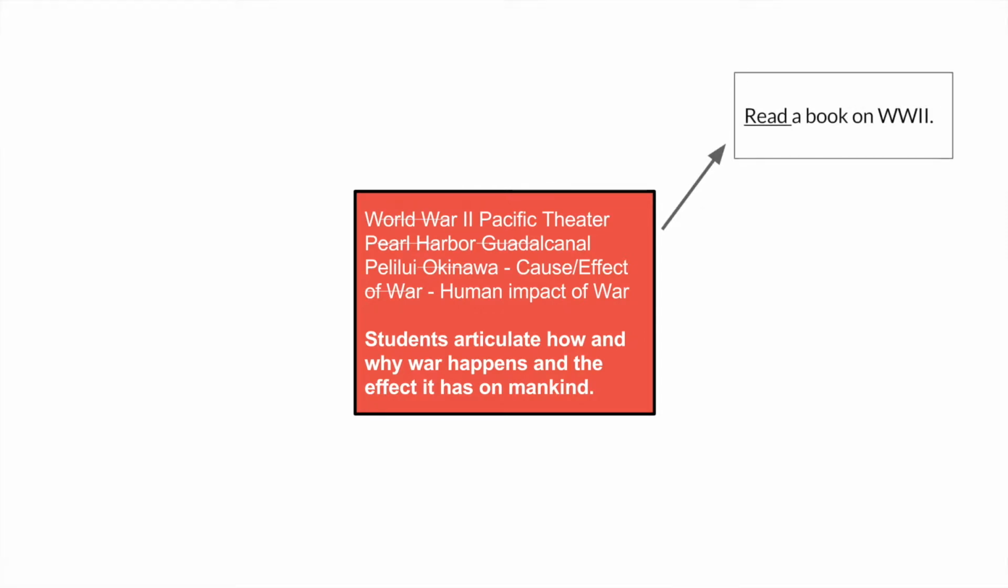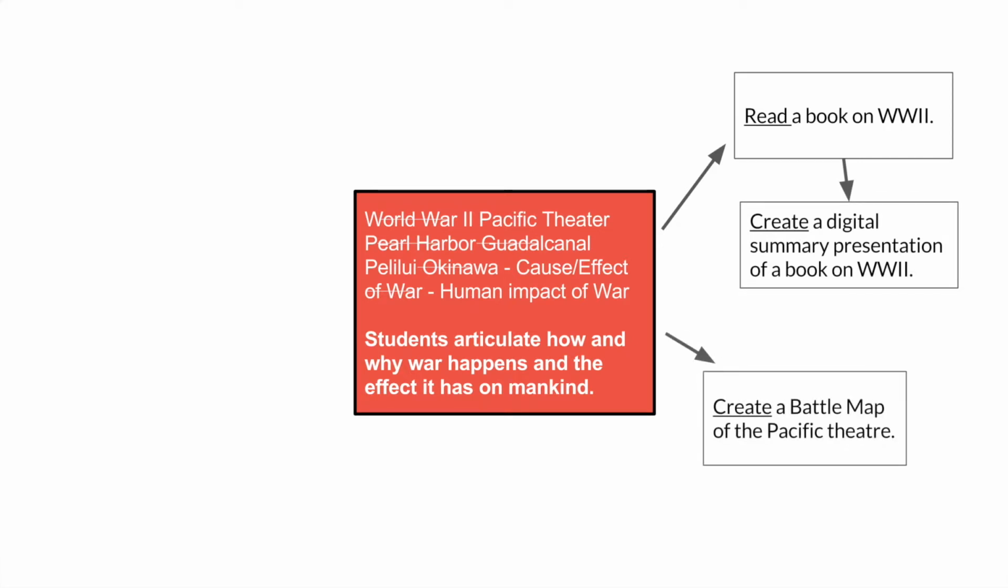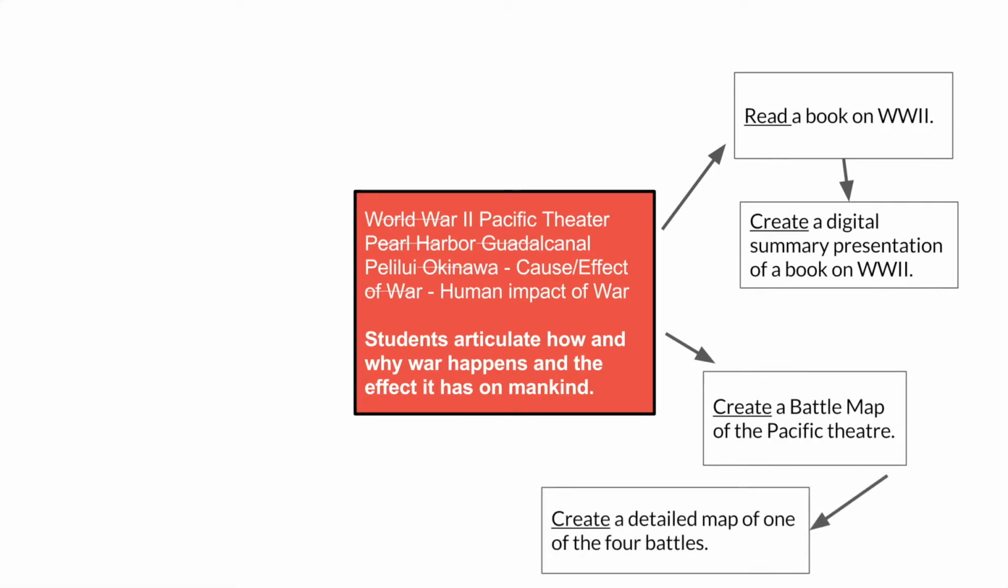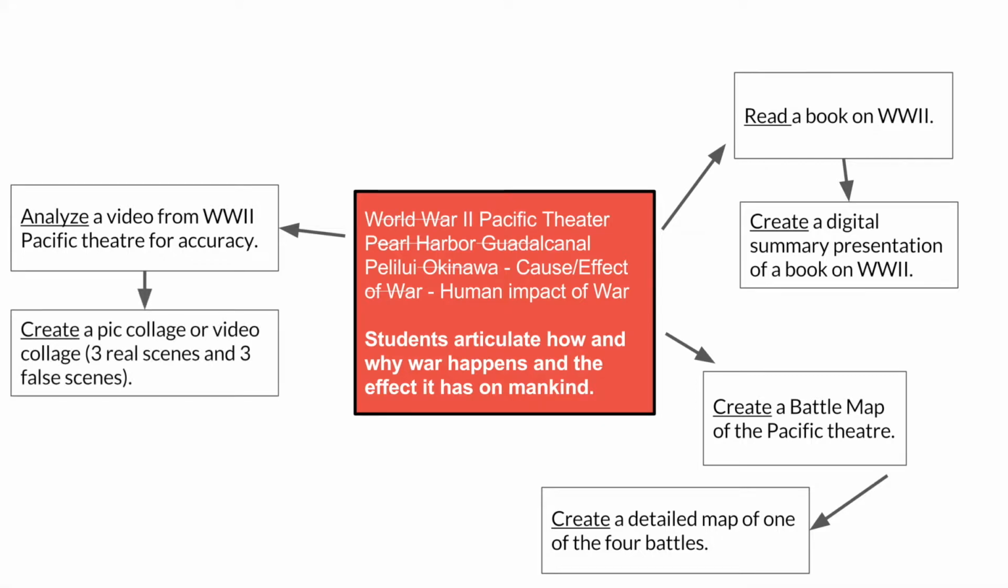These are the activities students have done in the past for our example. Students read a book on World War II. Students created a digital summary about the book. Students created a battle map of the Pacific Theater. Students created a detailed map of one of the 4 battles. Students analyzed a video from World War II in the Pacific Theater. And from that video, students created a pic collage or video collage that identified 3 real scenes and 3 false scenes.